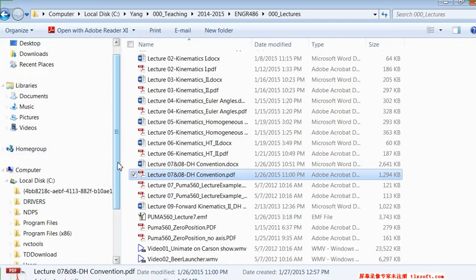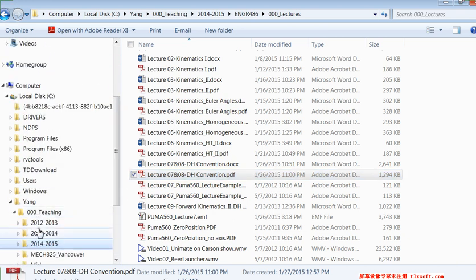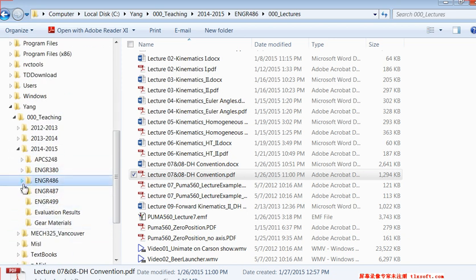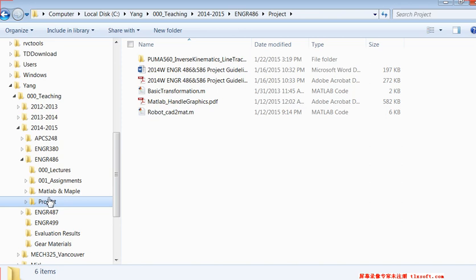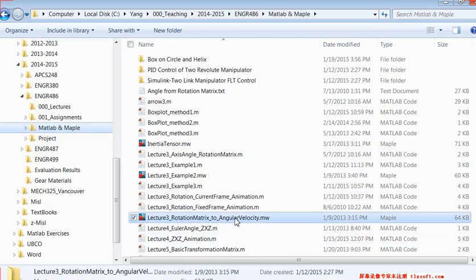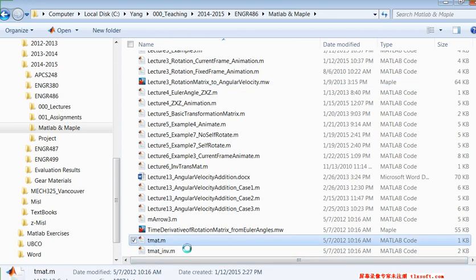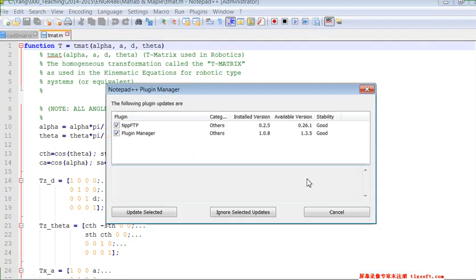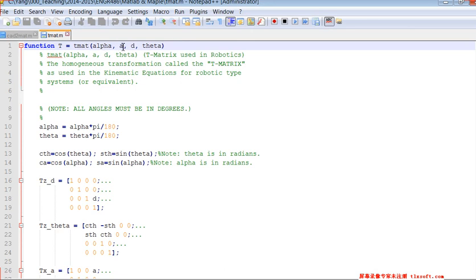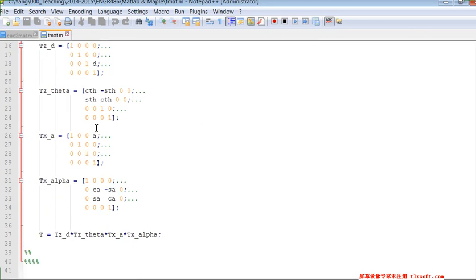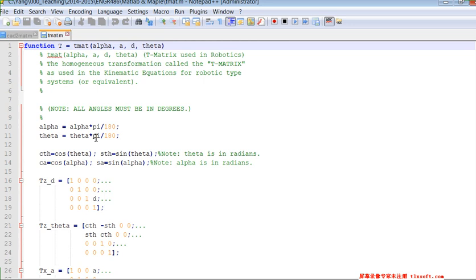Now, on Connect, I have uploaded a MATLAB file containing the subroutine for calculating the homogeneous transformation matrix. This file is called TMAT. You can just plug in the corresponding alpha i, a i, d i, and theta i values, and it will generate the homogeneous transformation matrix. The Robotics Toolbox also has one, but I've been using this one here. Any questions? Okay, we'll start the inverse kinematics next lecture. That'll be interesting.